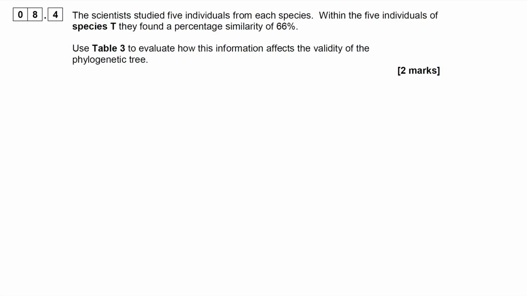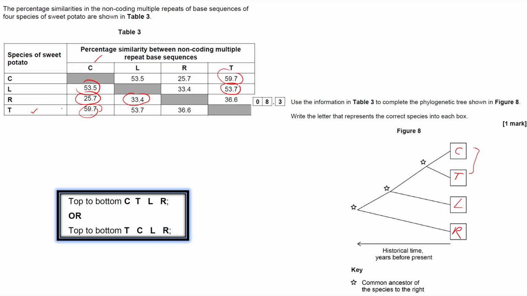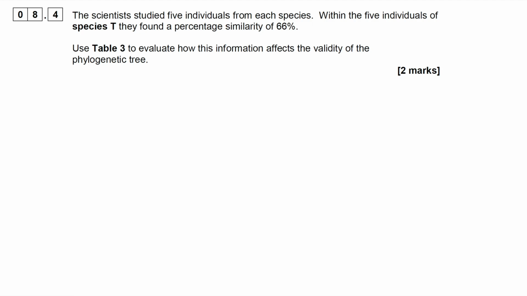The next part of the question says, the scientists studied 5 individuals from each species. Within the 5 individuals of the species T, they found a percentage similarity of 66%. Use table 3 to evaluate how this information affects the validity of the phylogenetic tree. Okay, so we just have seen that the maximum similarity is 59.7. But here it says that within species T, they found a percentage similarity of 66%, which is higher than any we have just seen. So what does it mean?